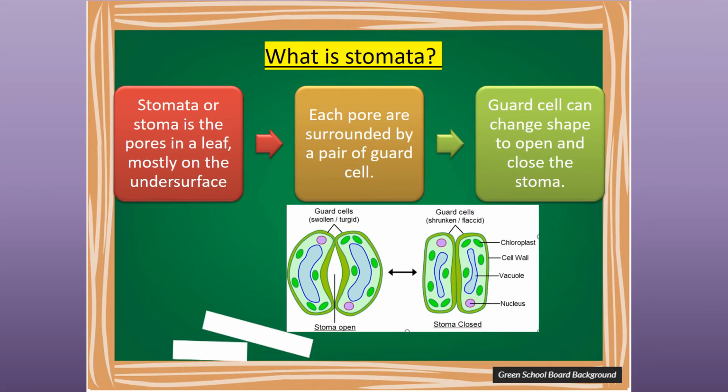This is the stoma just now. Stomata is the plural of stoma; they are the pores in a leaf, mostly on the undersurface. Each pore is surrounded by a pair of guard cells. This is a guard cell. Guard cells can change shape to open and close the stoma. This is the stoma when open, and the stoma in closed position.